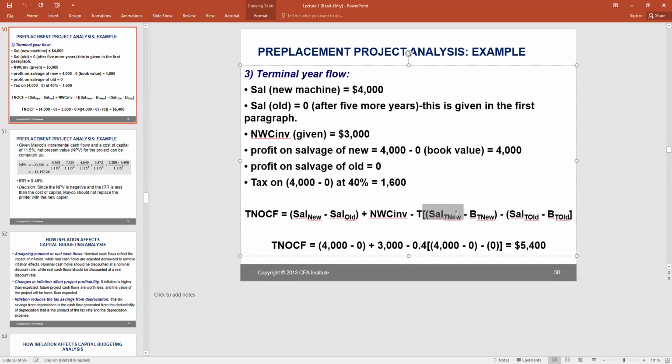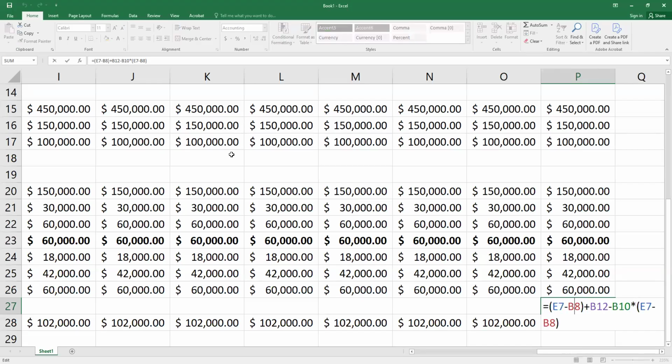And basically salvage new minus salvage old. So if you come here, open it and see. Am I correct? If the book value is 0, that's why we pay taxes. But if the book value were equal to the salvage value, there would be no taxes. Yeah. Now here, this is new.